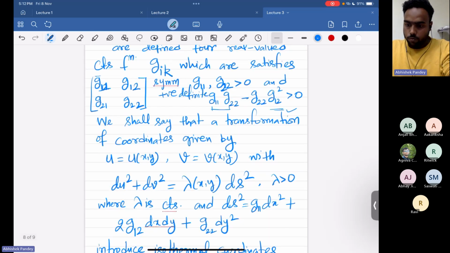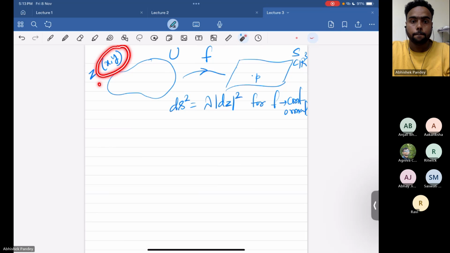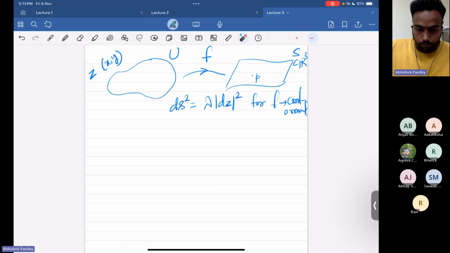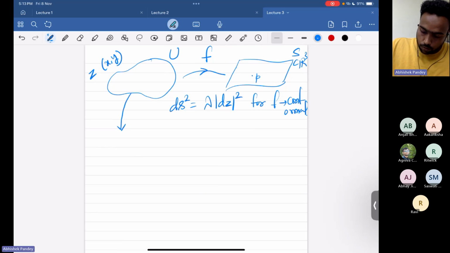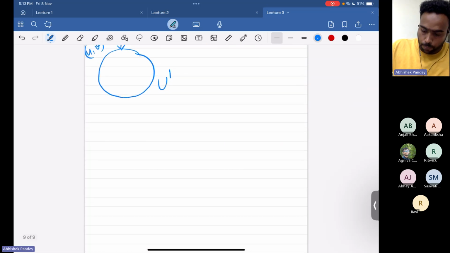So basically what we want to do is convert this coordinate into an isothermal coordinate. For that, suppose we transform this one, W. Here the coordinates will be u comma v, and let us say this is u dash.